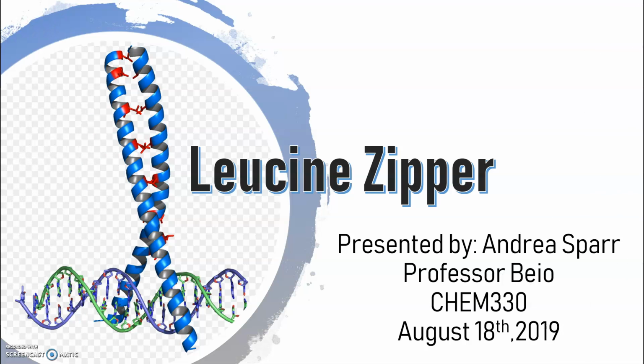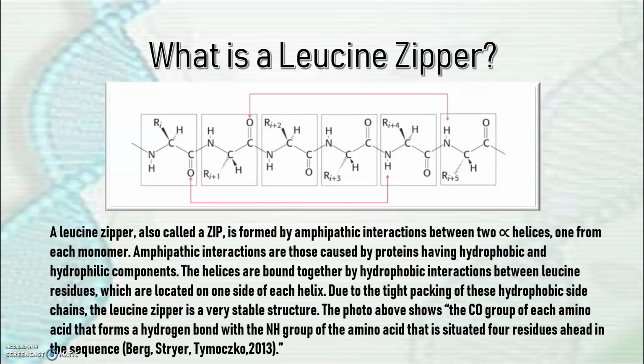I'm doing my presentation on the leucine zipper for Chem 330. What is a leucine zipper? A leucine zipper, also called a zip, is formed by amphipathic interactions between two alpha helices, one from each monomer.